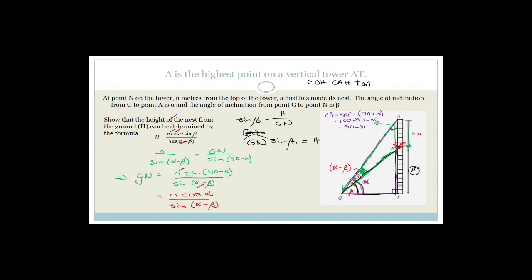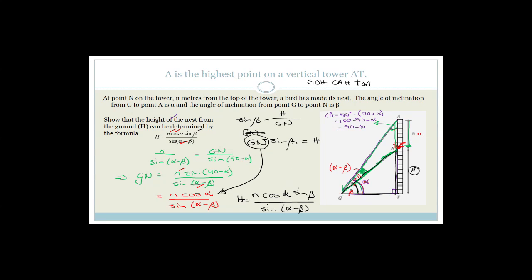Awesome. But gn is this bit here. So we're sorted, because therefore h is equal to n cos alpha sine beta all over sine alpha minus beta. Ta-da! We've just proven it. Yay! So we did it.